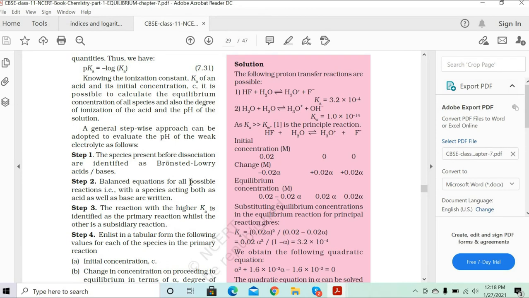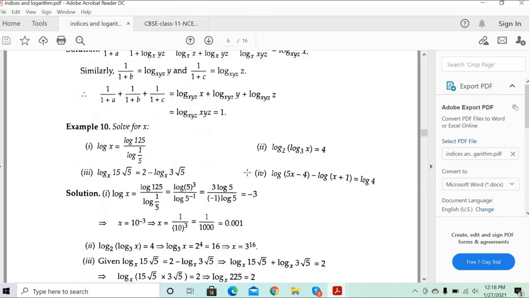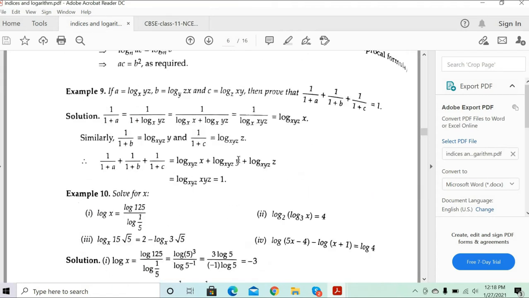Attempt this part with your understanding. If you don't get it, then I'll explain to you. But the method remains the same. Here we need to find the value of alpha. Okay. Tanisha, any questions, any doubts in the example? No, sir. Is it clear to you? Yes, sir. Okay.